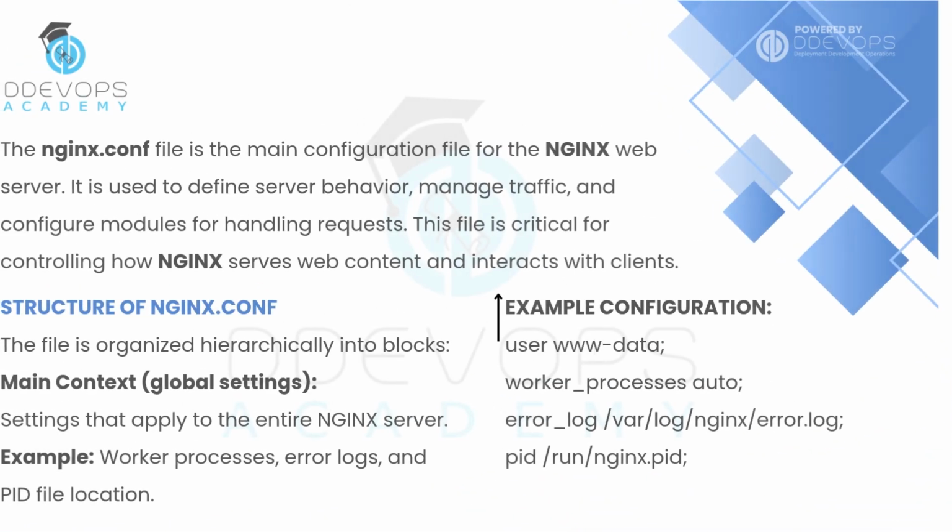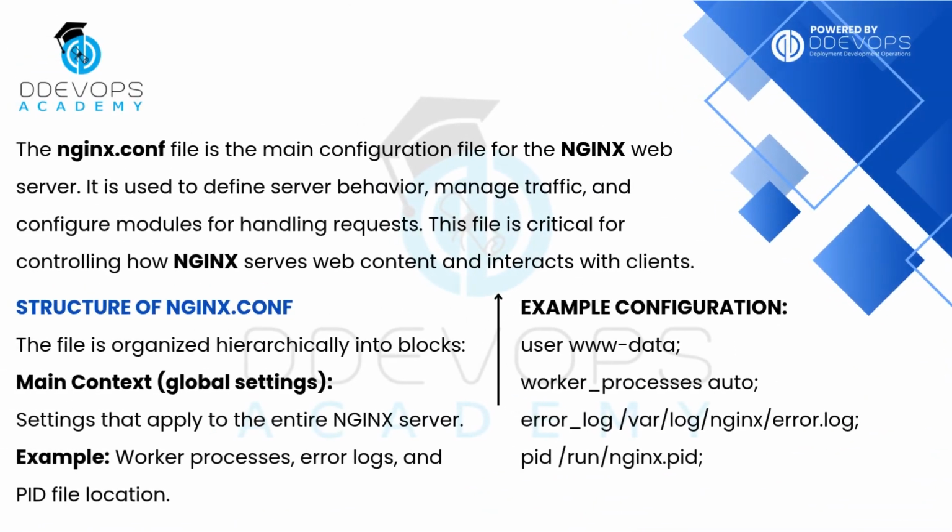The NGINX.CONF file is the main configuration file for the NGINX web server. It is used to define server behavior, manage traffic, and configure modules for handling requests. This file is critical for controlling how NGINX serves web content and interacts with clients.